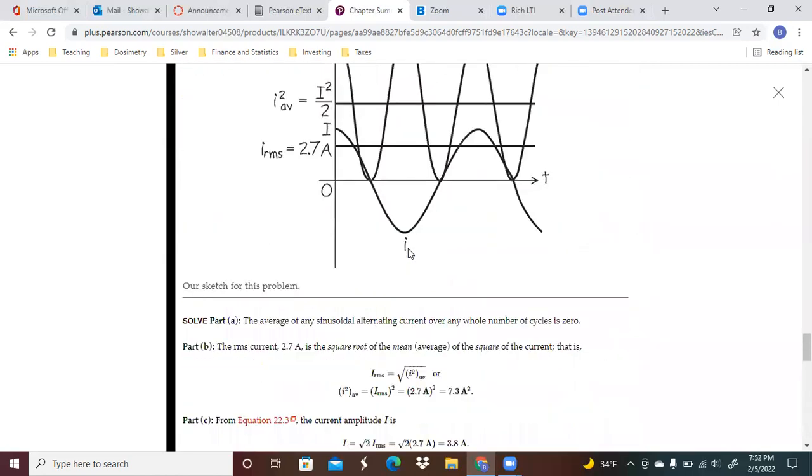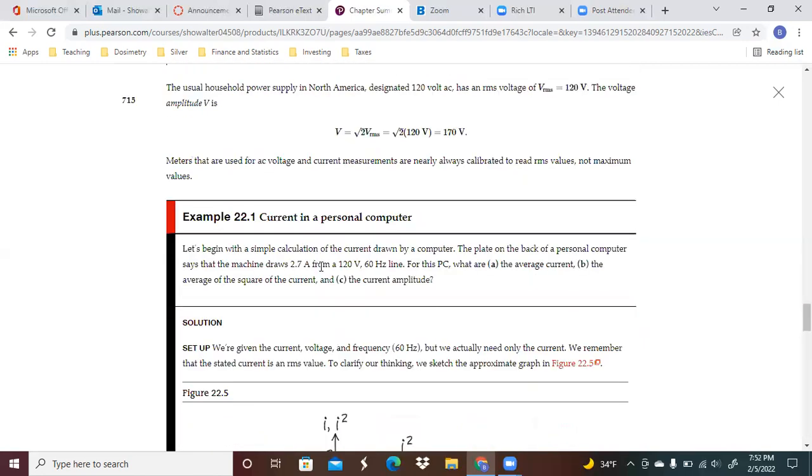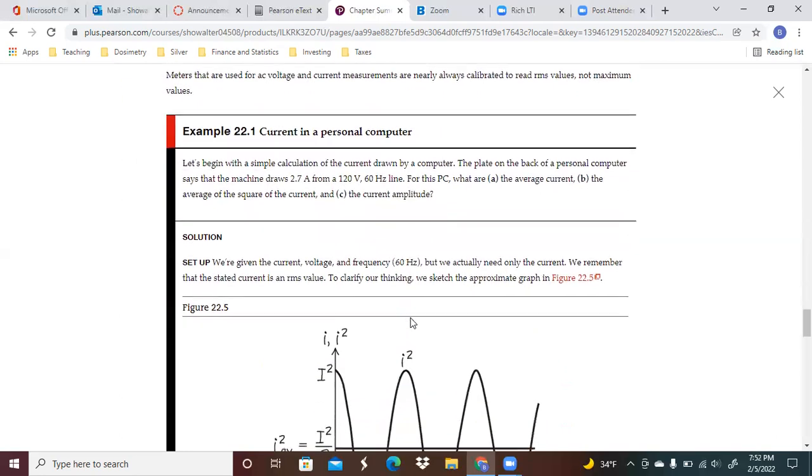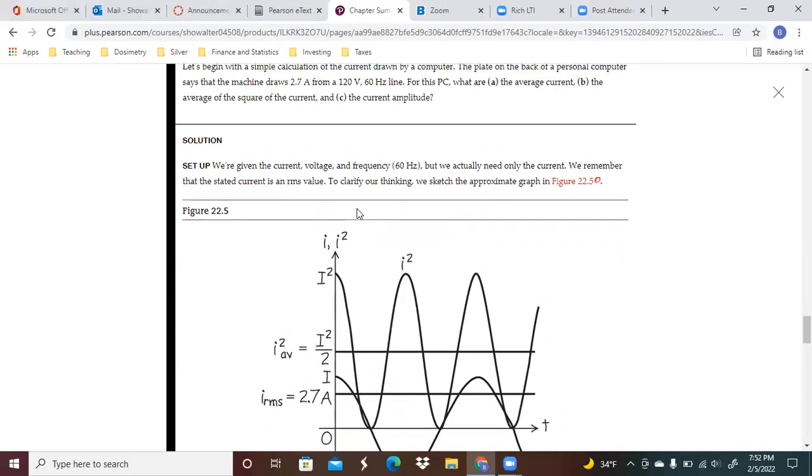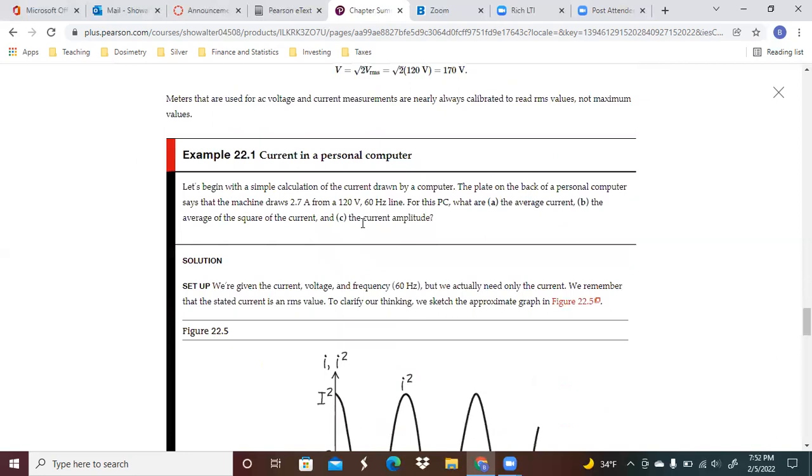So this is a problem here that will describe exactly what it is that we're looking for: RMS current in a personal computer. The plate on the back of a personal computer says the machine draws 2.7 amps from a 120 volts, 60 hertz line. So for the PC, what's the average current? The average of the square of the current, and then the current amplitude.